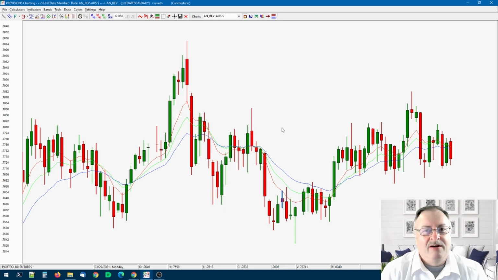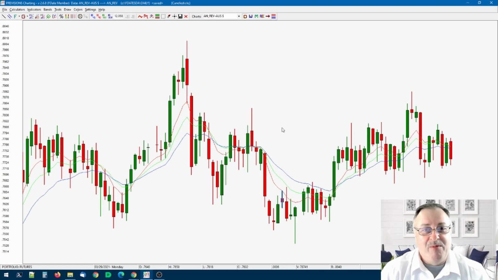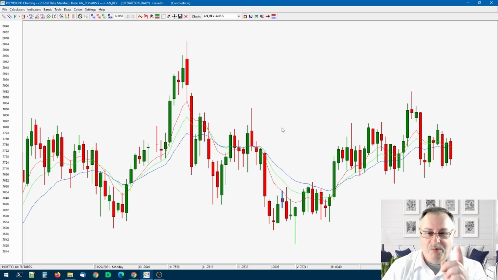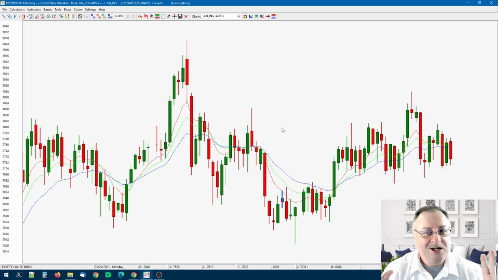Any higher high bar has the potential to become a swing top. Just the potential. There are things that have to happen before it can confirm as a swing top, as we will cover shortly. But any higher high bar has the potential to become a swing top. That's important to keep in mind. Any lower low bar has the potential to become a swing bottom. Doesn't get any easier than that, does it?